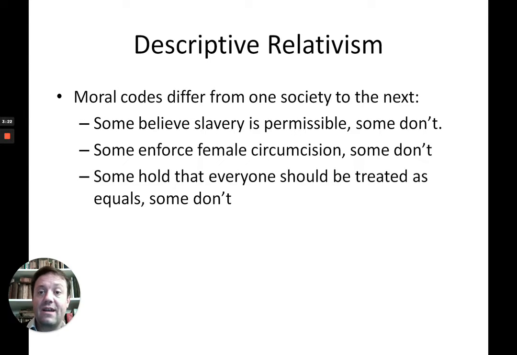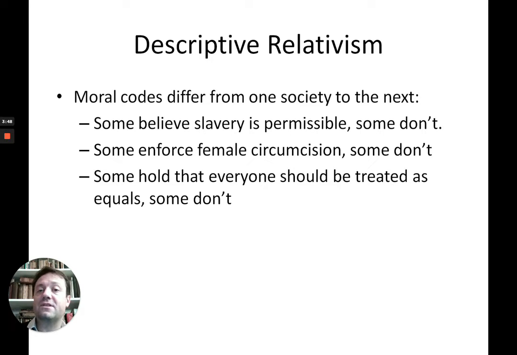As we've seen already, moral codes differ from one society to the next. In fact, they differ on an individual level. Some people or some societies believe that slavery is morally permissible. In other words, it's morally okay. Some don't. Some enforce female circumcision. Some don't. And some hold that everyone should be treated as equals, and some don't.